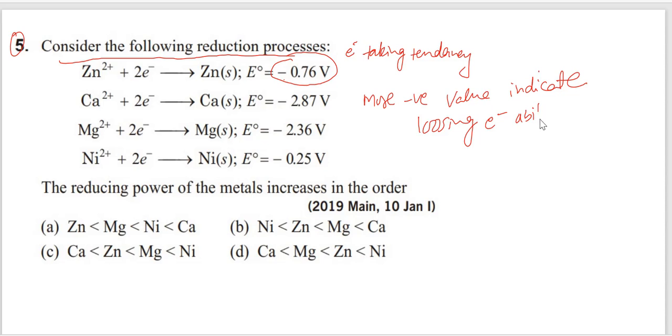ability, or tendency we can say. So which can lose electron easily? See, more negative कौन है? -2.87. See, we know that in generally first group and second group elements are easily losing electrons, good reducing agents.